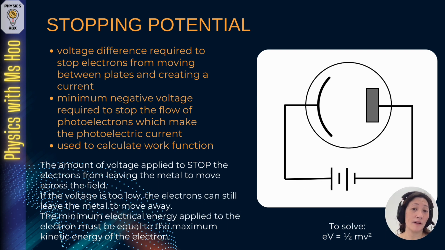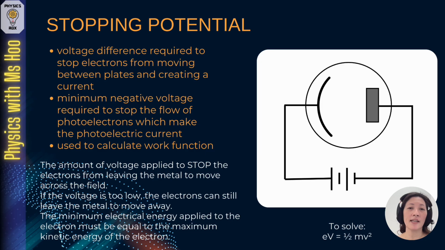Now you might also have come across this term in your textbook, stopping potential, and yes, you need to know what it means. Stopping potential is the voltage difference required to stop electrons from moving between plates and creating a current. It is essentially the minimum negative voltage required to stop the flow of photoelectrons which make the photoelectric current. Stopping potential can also be used to calculate work function. So what is a stopping potential?